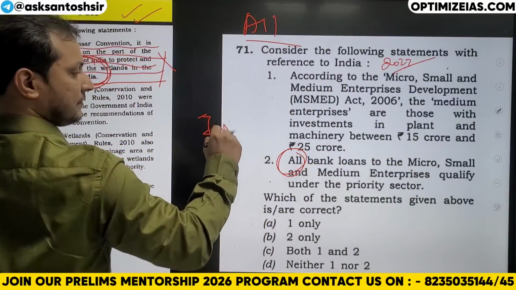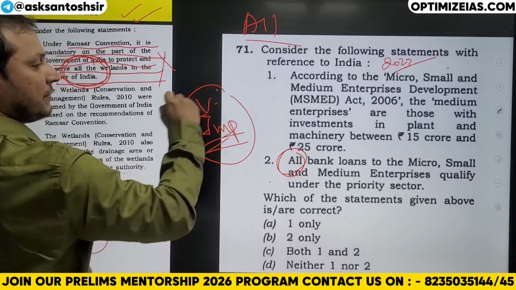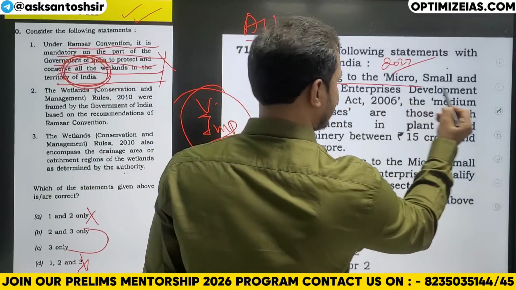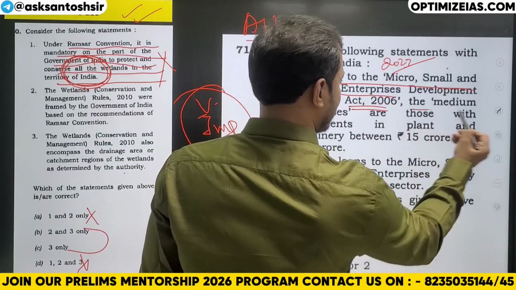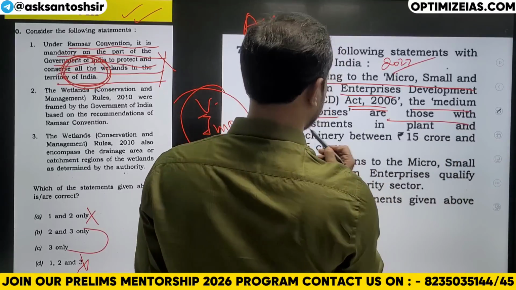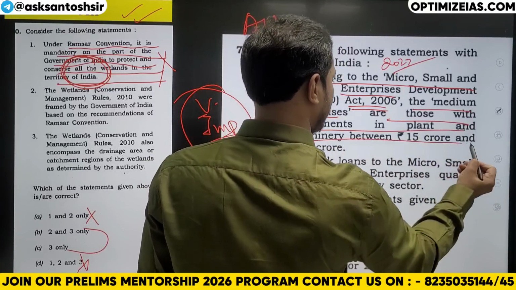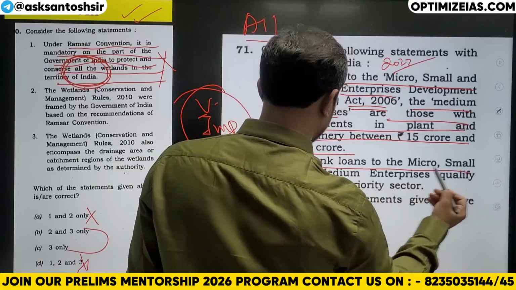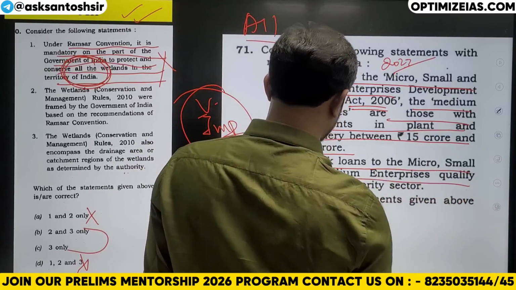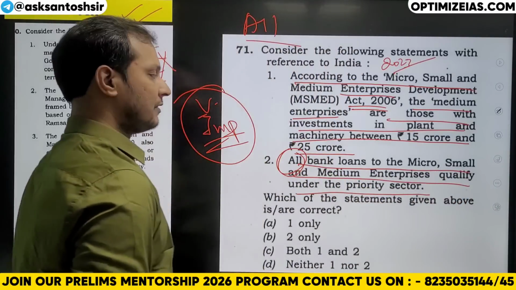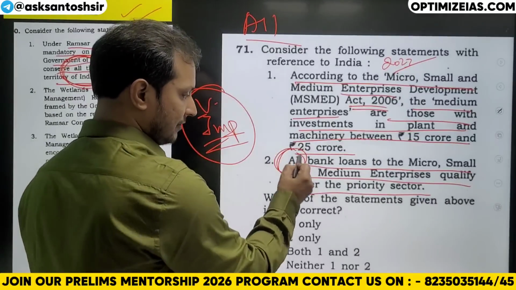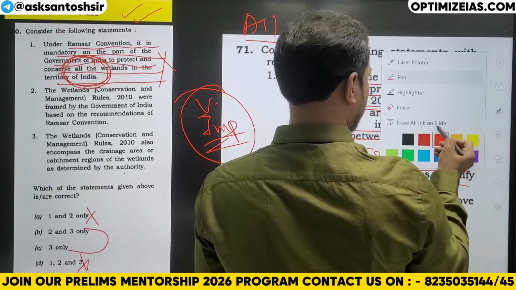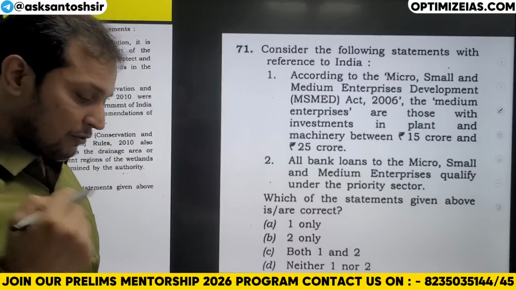This is very important. You need to keep in mind why it is correct. That also I'll explain to you. Let us see this. According to the MSME Act 2006, the medium enterprises are those with investment in plant and machinery between 15 crore and 25 crore. Second statement: all bank loans to the micro, small and medium enterprises qualify under the priority sector lending. So guys, here "all" is there, but this is a correct statement. Be very attentive here. I'll explain the logic.